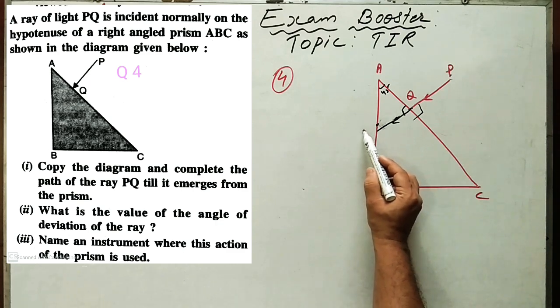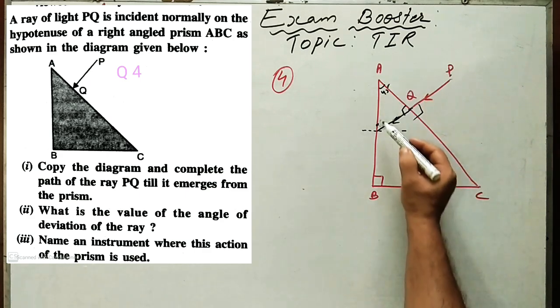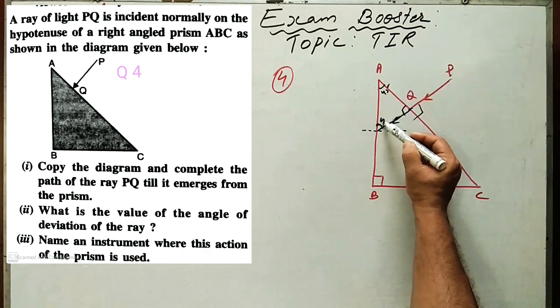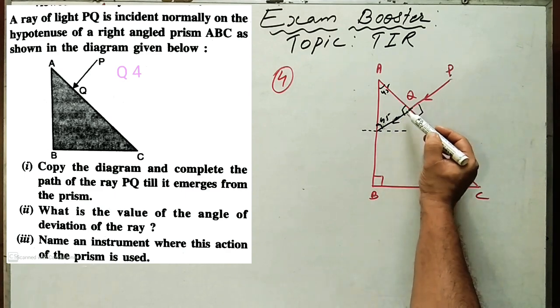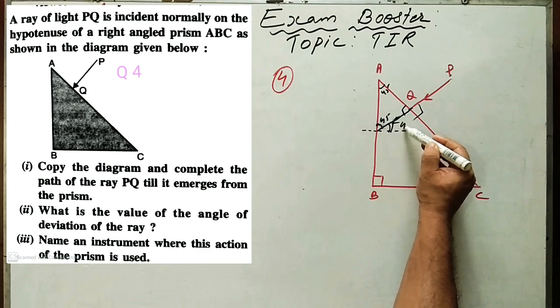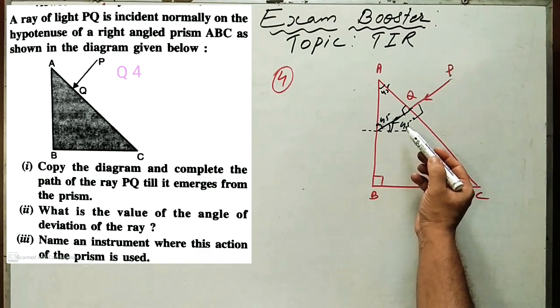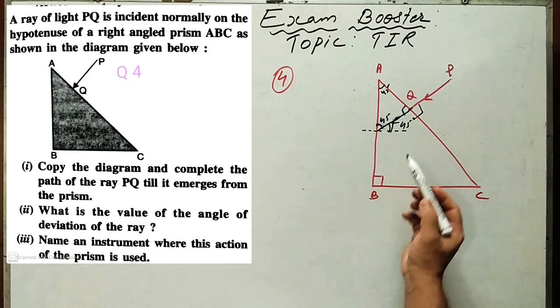You can draw a normal here. You have to find out the angle of incidence for the surface AB. So this angle will obviously be 45 degrees. 45, 45, 90 plus 90, 180. So the remaining angle will be 45 degrees. So the angle of incidence at the surface AB is 45 degrees.